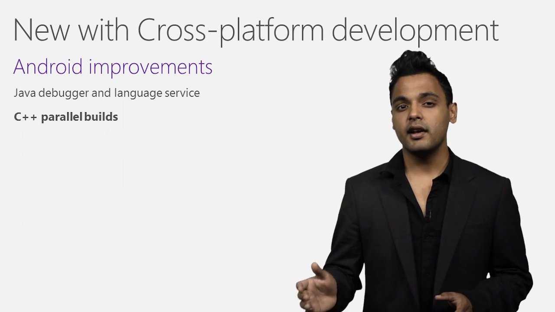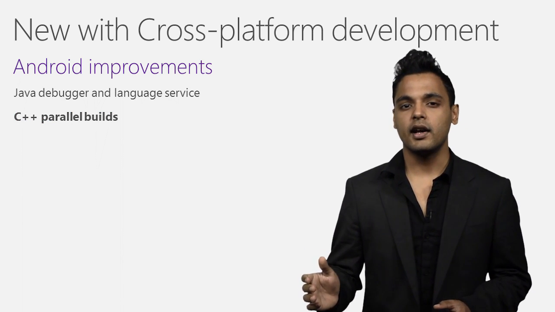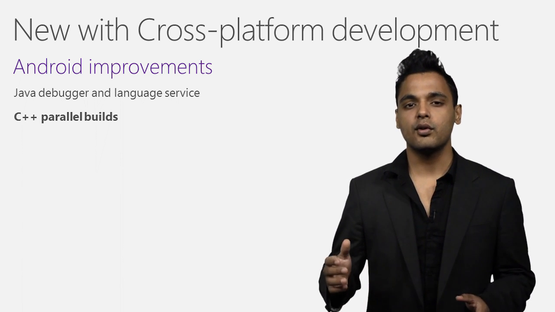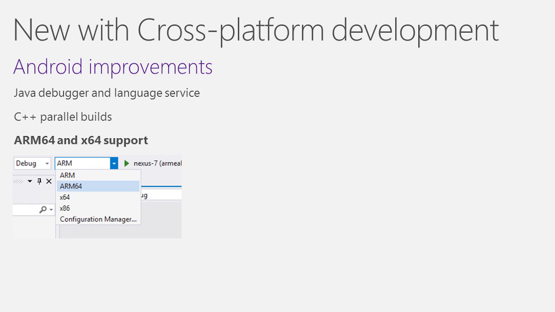Newer flagship Android and iOS devices are ARM64 and x64 respectively. As a result, with Update 1, we are introducing support for x64 and ARM64 targeting. Android and iOS developers will now be able to build and debug for these platforms as well.